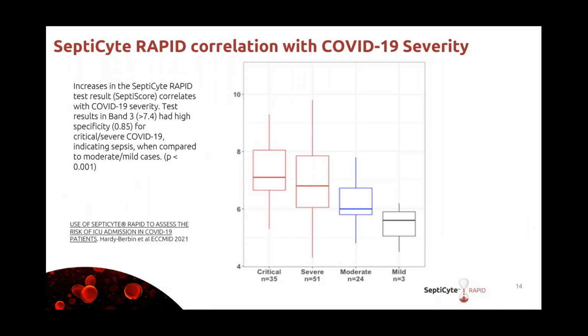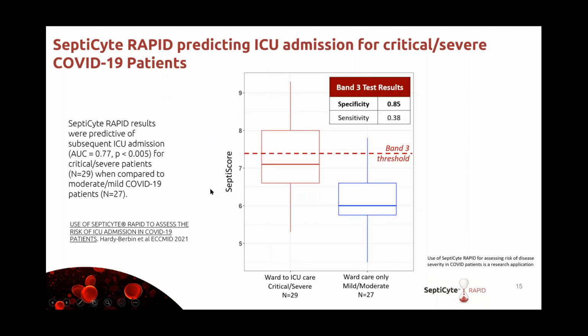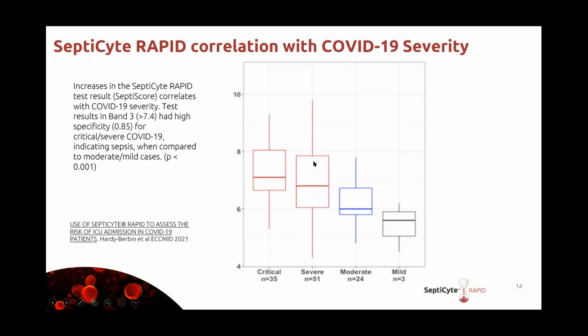In the poster presentation by Hardy Bourbon, one can see that patients were broken down into critical, severe, moderate, and mild, and had a SeptiCyte RAPID test performed on admission. When one looks at this, one sees that those patients who were classified as critical based on the criteria I just presented had scores that were high. Those patients with severe disease also had moderately high elevated SeptiCyte RAPID scores, but the moderate and mild patients who presented to the hospital had lower SeptiCyte RAPID scores, with scores generally in the 5 to 6 range.